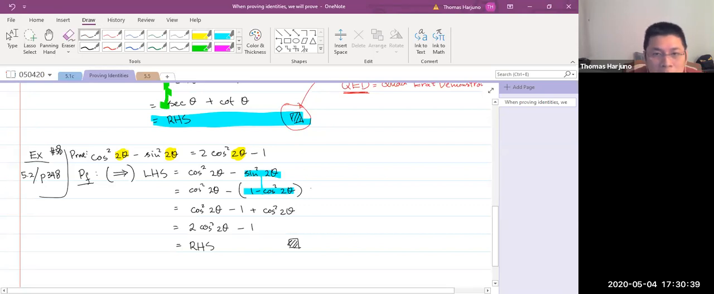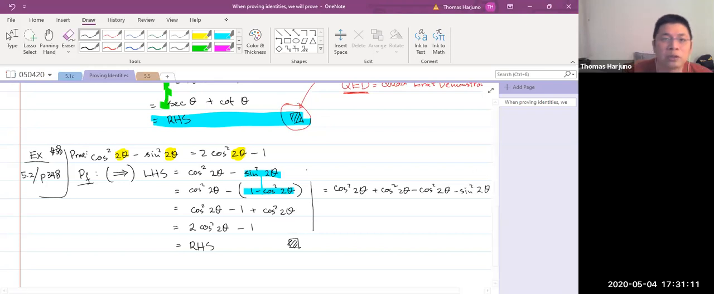I said earlier that we have more than one way to prove it, right? Okay, so let's see another way to do it. Somebody may say, you know what, Thomas? I will write it this way. Cosine squared 2 theta, that's the original one I have. Okay, and I will add cosine squared 2 theta minus cosine squared 2 theta minus sine squared 2 theta.